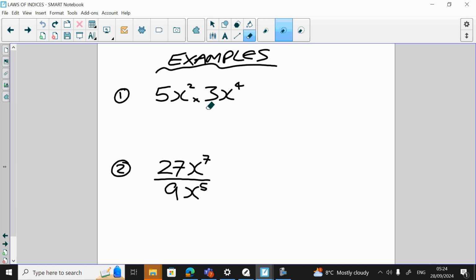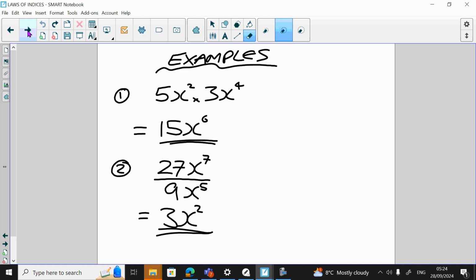There's a couple of examples here. Why don't you have a go at them? Pause the video and see how you go on. Yeah, 5 times 3, x squared. 27 divided by 9, and the next one is 3, x to the 7 over x to the 5 is x squared. There you go.